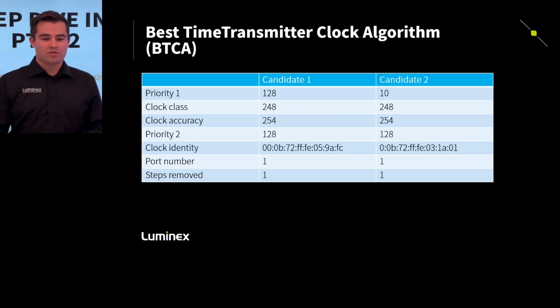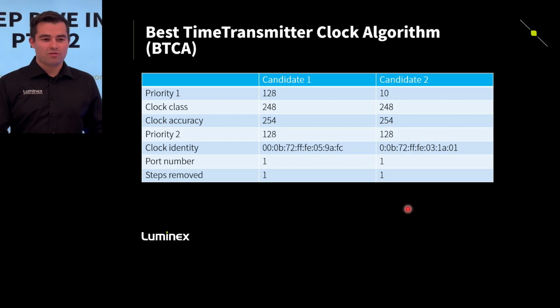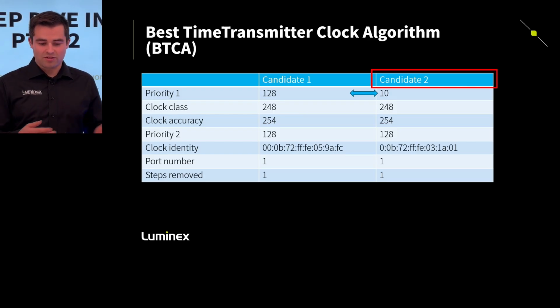Some examples. We have 2 candidates to become the grandmaster, displayed side by side, candidate 1 and candidate 2, with all their various parameters. As mentioned, they will look first at the priority 1 value, and in this particular example, this value is already different, so the lowest numerical value will win the election. Therefore candidate 2, with 10, which is lower than 128, will win the election and become the grandmaster clock.